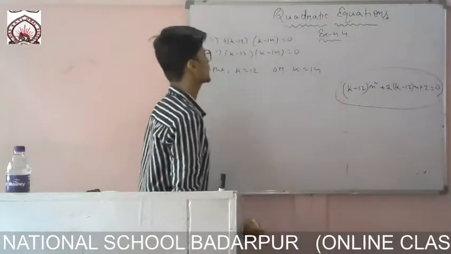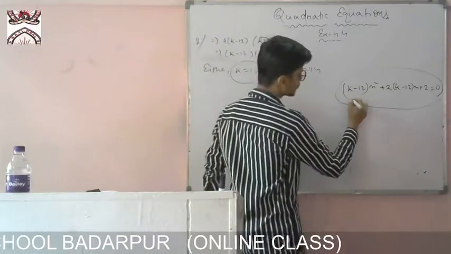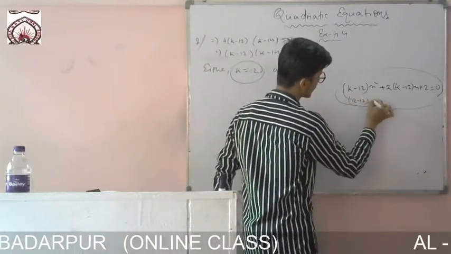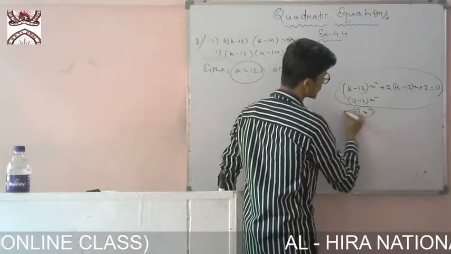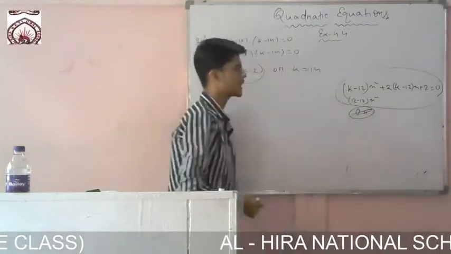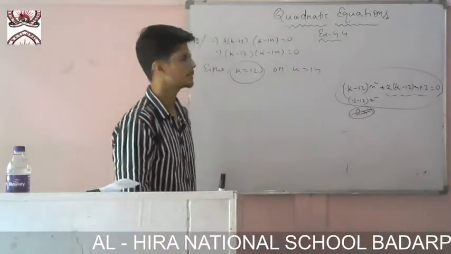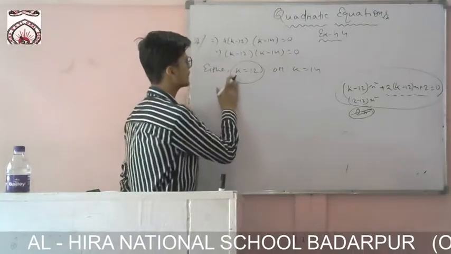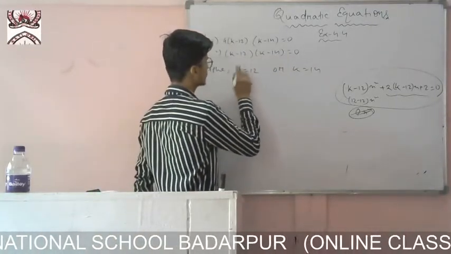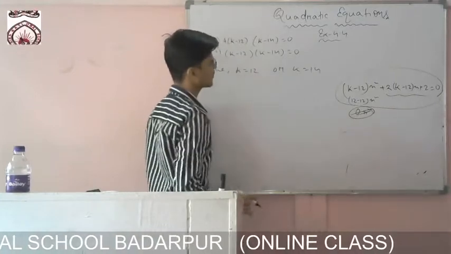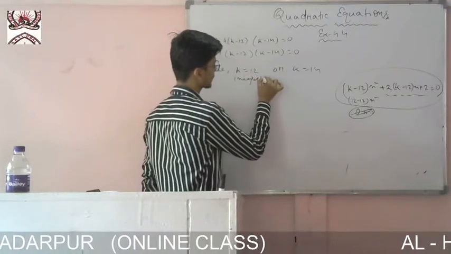Now you see one thing, if I take k equals to 12, then what will happen? If I put here 12, it will be 12 minus 12, so next line it will come 0 into x square. That means x square will vanish. And if x square vanishes, then this will be only a linear equation. It will not remain a quadratic equation. So k equals to 12 cannot be the value of this quadratic equation. So it will be neglected.